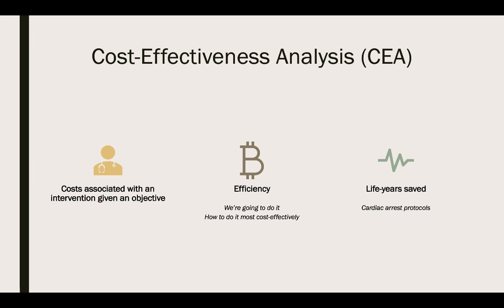How many life years can we save? How many years of life can we save? We want to do it. It's imperative that we do it. But how much money are we going to throw into this venture? So we can throw $1 million into it. We can throw $10,000 into it. What are the differences in the outcomes given those different infusions of money?